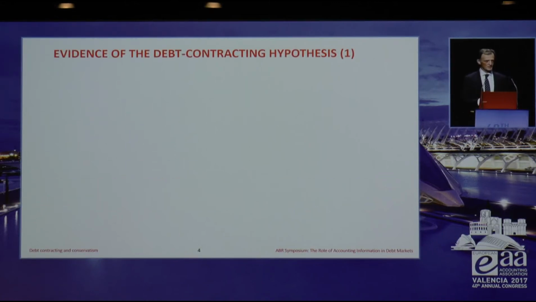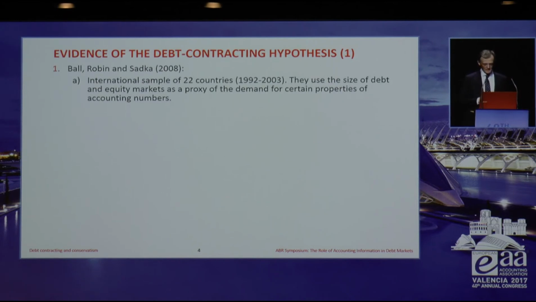So what evidence do we have about what I call, for short, the debt contracting hypothesis? I selected four pieces. This reflects my personal preferences, so I apologize beforehand if I did not select your paper or your favorite paper.